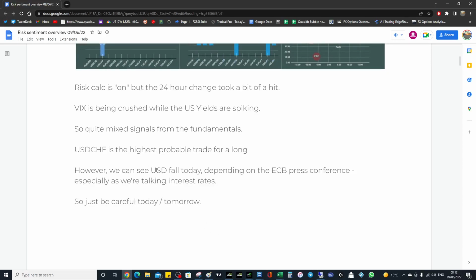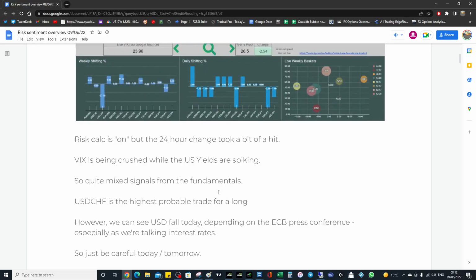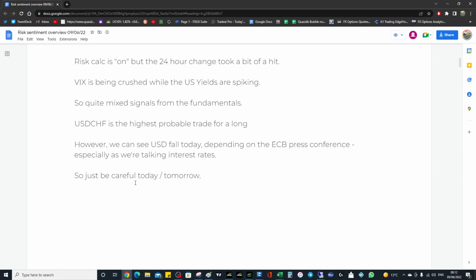We can potentially see the dollar USD fall today, depending on the ECB press conference, especially as we're talking interest rates. So it's going to be a bit of fireworks, I think, today. Probably going to see huge spikes, and we might even settle at the end of the day pretty much where we were. It might want to come up and take stops, come down and take stops, and it's very hard to say what's going to happen here. The retail volumes are 50-50, so we can go either way. So just be careful today and tomorrow.